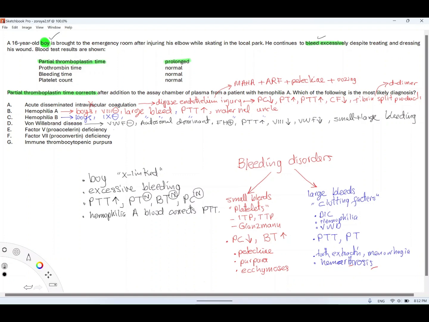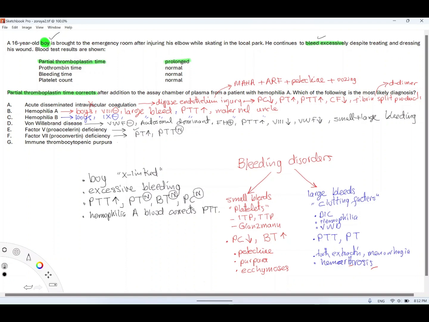Factor 5 deficiency. If you don't have factor 5, both PT and PTT are affected. That's large bleeding, PT and PTT both. Factor 7 is primarily the extrinsic pathway. So the only way you'll differentiate it from the rest of them is that in this case PT will be increased, whereas PTT is normal. Platelet count is normal, bleeding time is normal. Look for those things. So that's factor 7, because factor 7 is part of the extrinsic pathway.